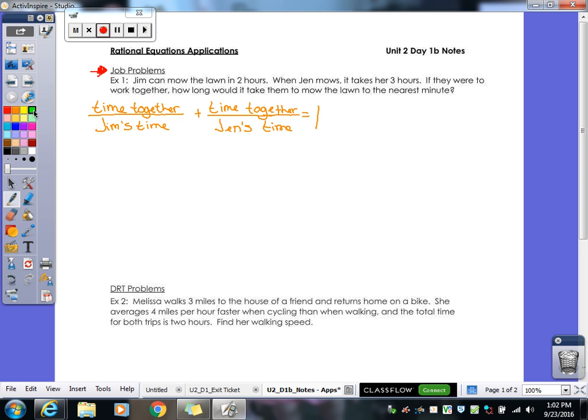So in this problem, we don't know how long it takes if they work together. So that's what we're trying to find. So my numerator is going to be an x. And then it takes Jim 2 hours, so his fraction would be x over 2. What would be my fraction for Jen? X over 3. We don't know what their time together is. We're trying to figure out how long would it take for them to do it together.